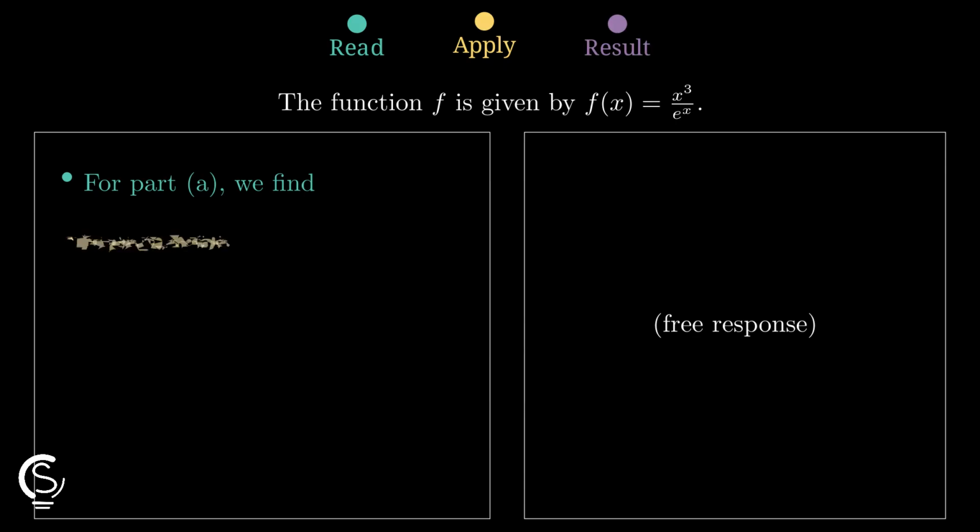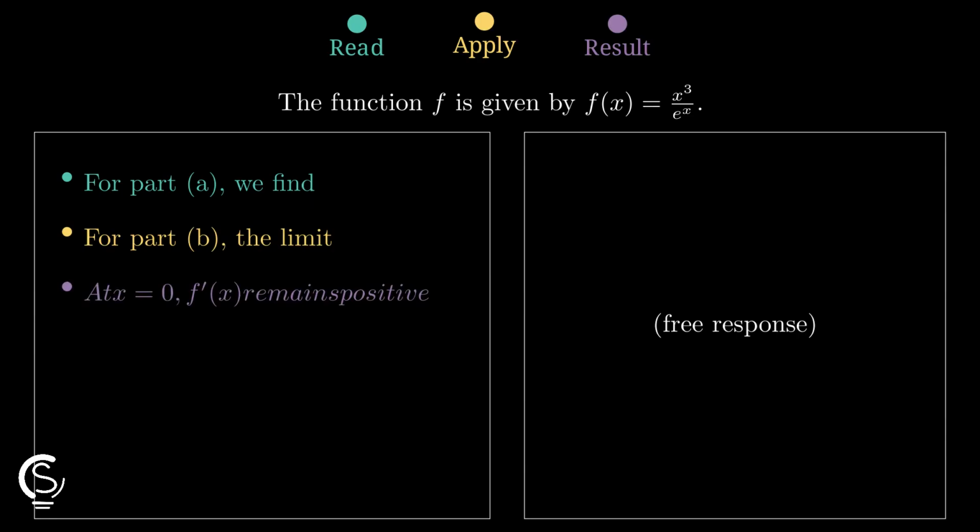Finally, find critical points where the derivative is 0. At x equals 0, the sign remains unchanged, so it is neither a minimum nor maximum.